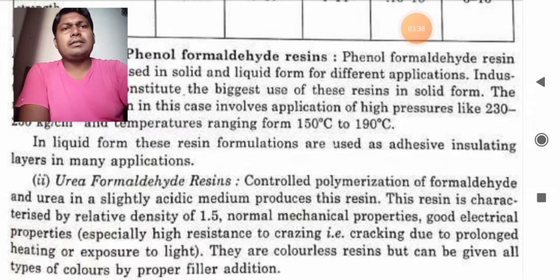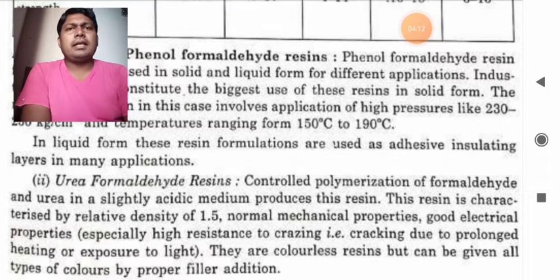Urea formaldehyde resins. Now we will discuss urea formaldehyde resin. Controlled polymerization of formaldehyde and urea in a slightly acidic medium produces this resin. So the medium has to be very slightly acidic, and then only will this urea formaldehyde resin be prepared.